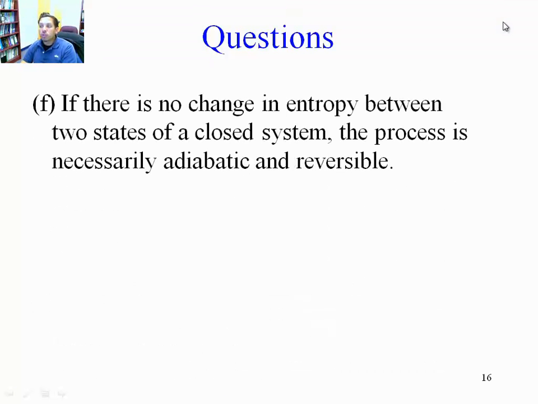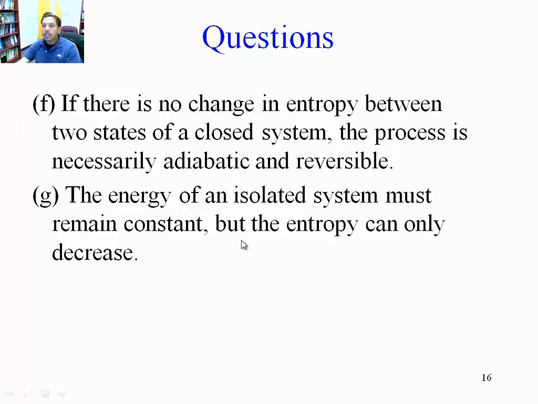If there is no change in entropy between two states of a closed system, the process is necessarily adiabatic and reversible. Well, yes, that is true, and it works both ways. If a process is adiabatic and reversible, that means that the entropy will not change. If the entropy of a system doesn't change throughout a process, you can conclude that the process was adiabatic and reversible. Okay? So this is true.